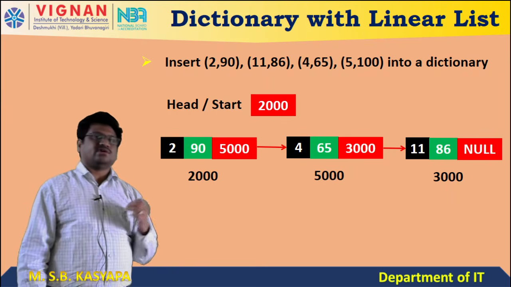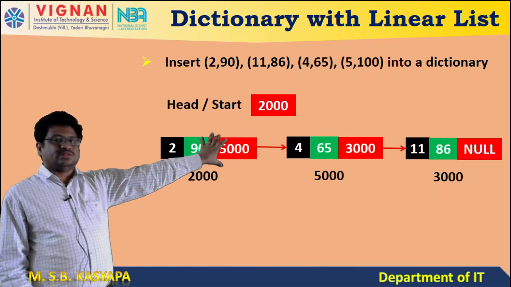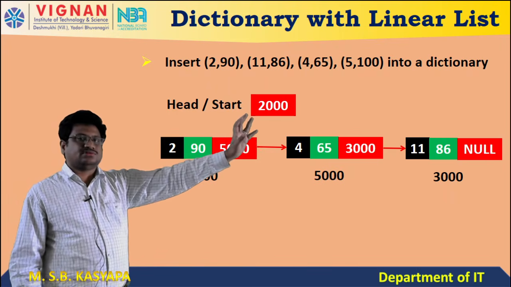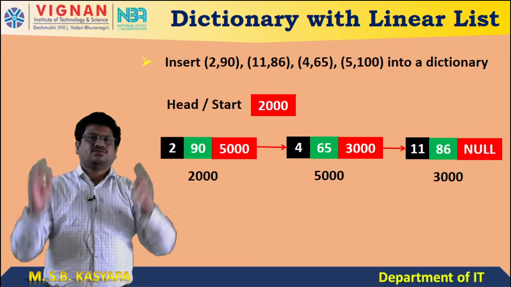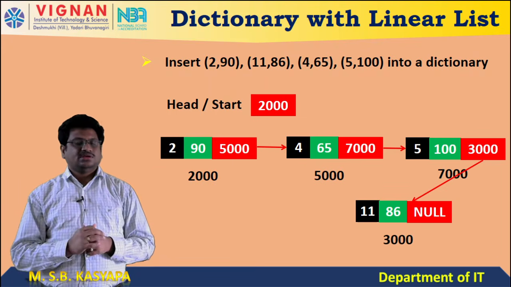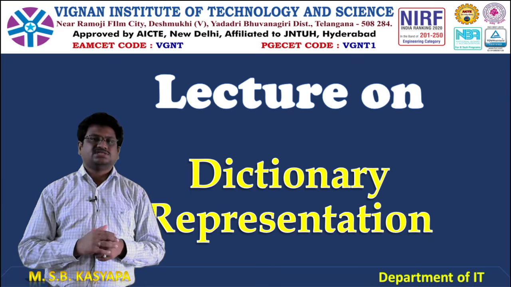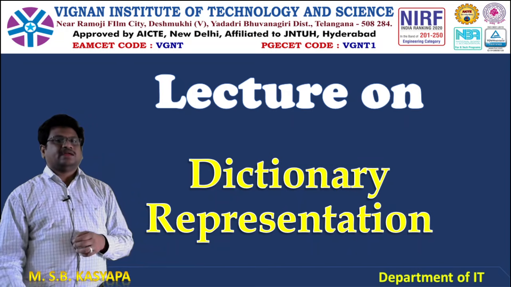So suppose I want to insert 500, the 500 should be, see, 2, then 4 and 11. So it should be inserted between 4 and 11. So the new value will be inserted like this. So these are the operations of insertion in a dictionary.